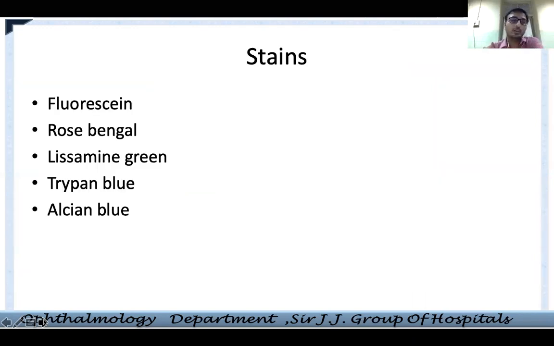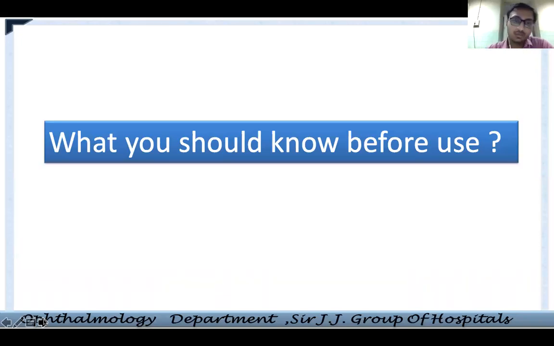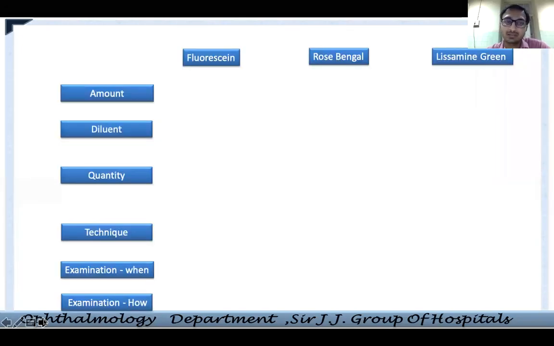So we will be talking about this, and specifically the first three. So what you should know before you start using a stain: you go to your OPD and your senior says, do a surface stain and check. So there are certain fundamental things that you should know before doing that. And we will be talking majorly about fluorescein, rose bengal and lissamine green.